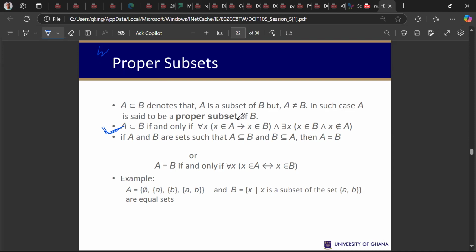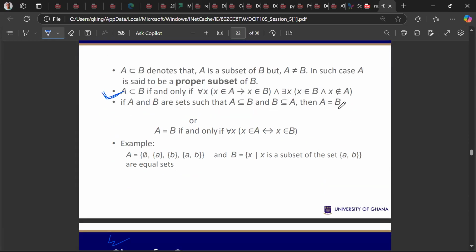So with this part, like I was saying, A is a subset of B if and only if for all x, if x is an element of A, then x is also an element of B. And with this one, what this implies is that there exists an x such that x is in B and x is not in A, which means that B has at least one element that is not in A. And so together we can say A is a subset of B, and B has extra elements in this sense.